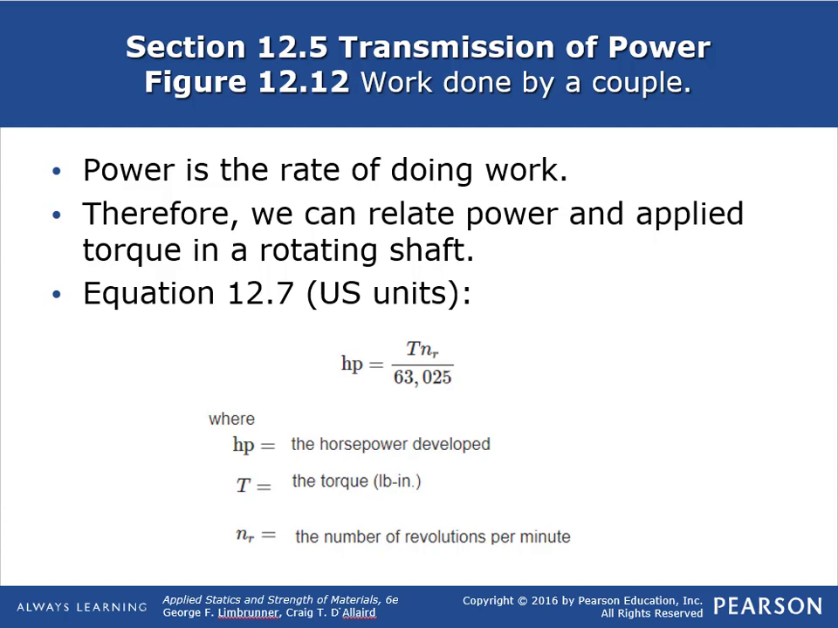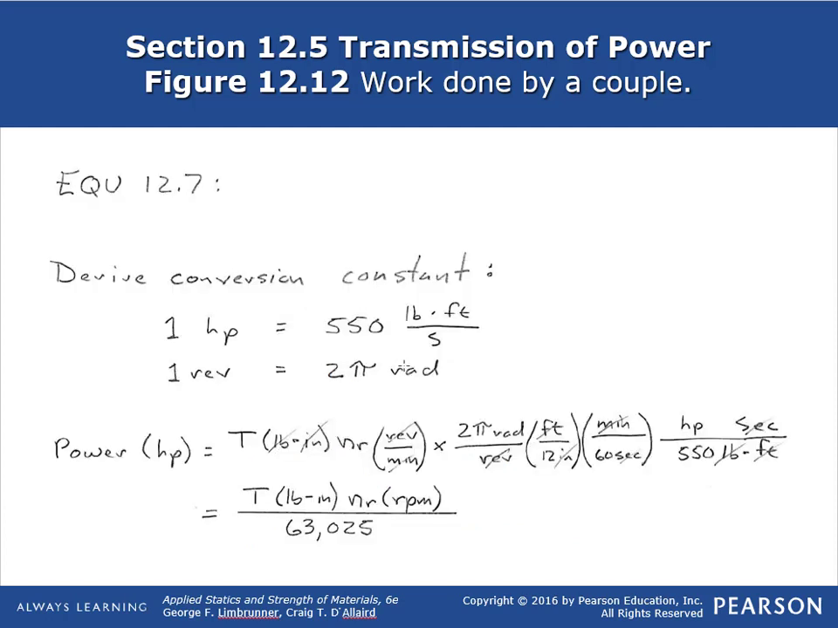For this equation, again, take a look at your textbook for how it's derived, but equation 12.7 in US units says the horsepower transmitted by a shaft is related to torque times the speed of the shaft, and this speed is in the number of revolutions per minute, or RPM. T is in pound inches, and HP is in horsepower. And then we have this constant 63,025. In the next slide, I'm going to derive that constant for you.